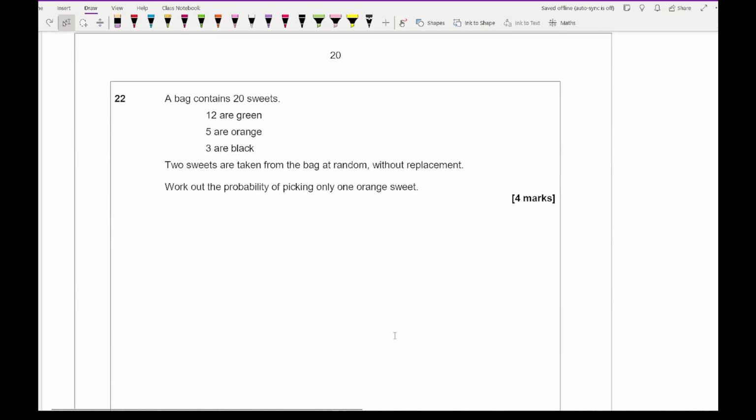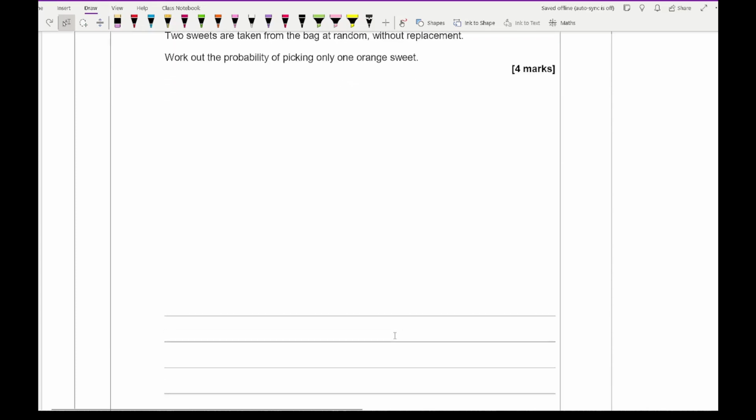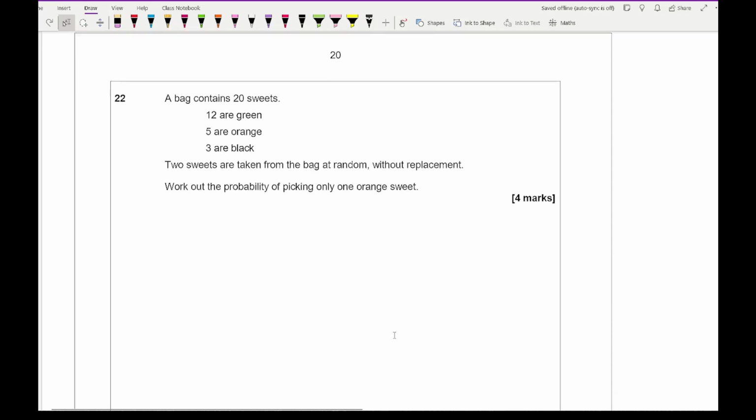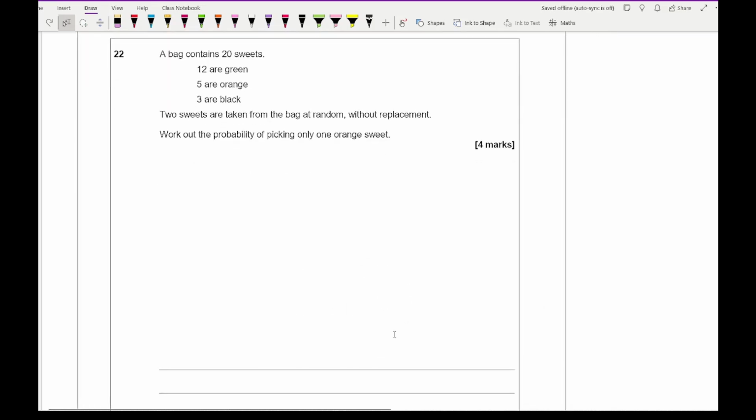Moving on to question 22, it says that a bag contains 20 sweets, 12 are green, 5 are orange and 3 are black. 2 sweets are taken from the bag at random without replacement. Work out the probability of picking one orange sweet. So this question here is going to be a probability tree question. So let me just zoom out so we've got enough room.